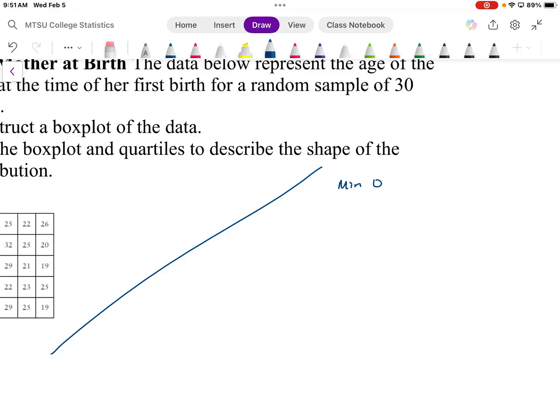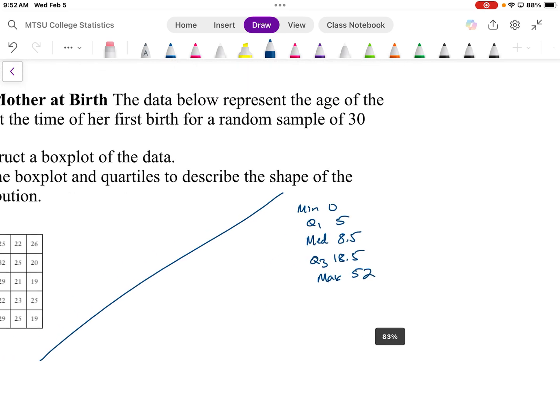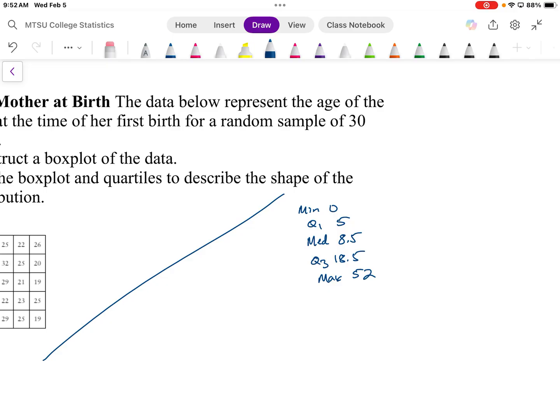minimum of 0, a Q1 of 5, a median of 8.5. We had a Q3 of 18.5. The max was 52. But we did decide in that problem there were 3 outliers. Wasn't it 39, 44, and 52? Were those the 3 outliers from that last problem we did on the previous lesson?